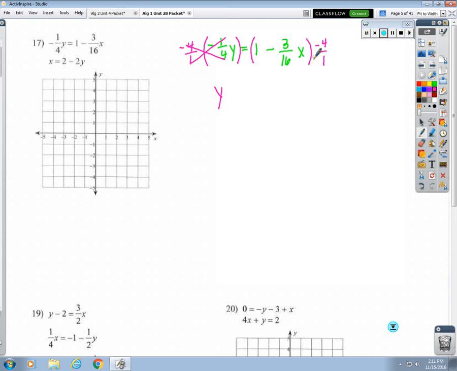Now when we do it over here, how are you going to multiply this whole thing by negative 4 over 1? Distributive property. So what is negative 4 over 1 times 1? Which is basically just what? I know, but what is negative 4 over 1? Just negative 4, right? And now we have to distribute the negative 4 over 1 times the negative 3 over 16. So you might want to do that in your calculator.